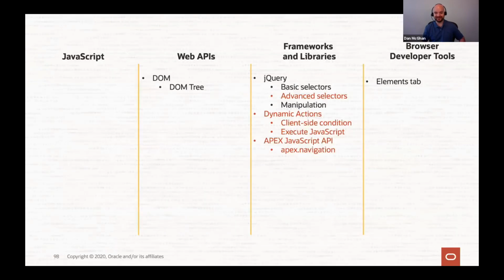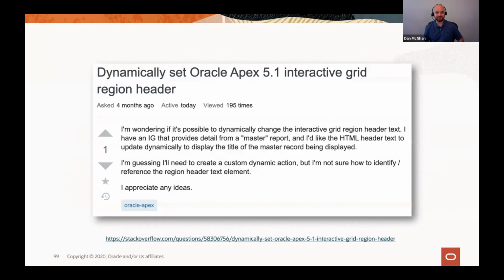Woo, all right. So in those 2 lines, we covered quite a bit. We've talked about advanced selectors. We covered dynamic actions a little. We also talked about the Apex JavaScript API, the navigation namespace there.